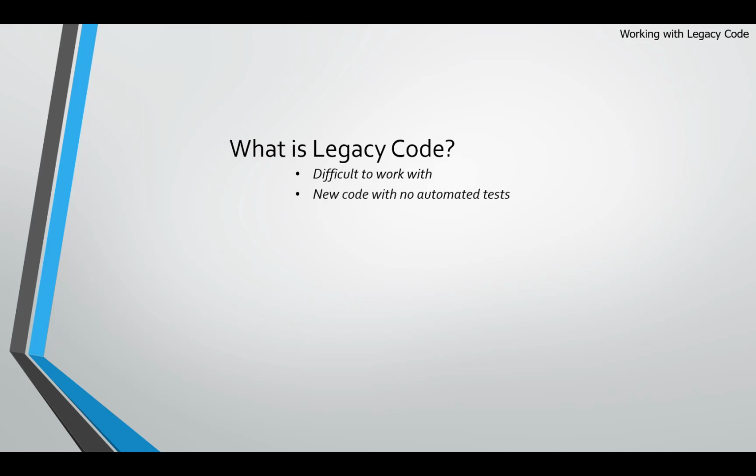When we think of new code written without tests, we know that it's always difficult to make changes and be sure that we don't introduce any new bugs, which leads to the first point again: code that is difficult to work with. That's why when we write code, it is always good to have automated tests around it, so that we can be sure next time we refactor or change something that we don't introduce any new bugs.